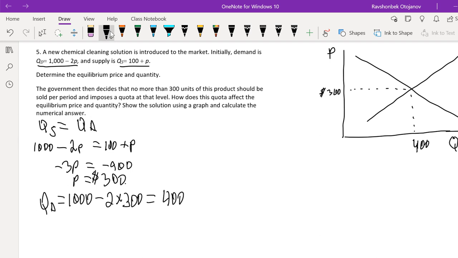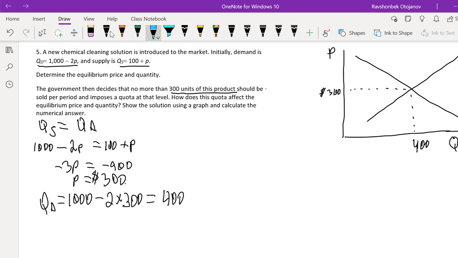Now the government then decides that no more than 300 units of this product should be sold per period and imposes a quota at that level. Okay, how does the quota affect the equilibrium price and quantity? Show the solution using a graph and calculate the numerical answer. Well, I've already drawn the graph, but this is not going to be the right graph for that second part because there is quota. So there's a new supply line now.